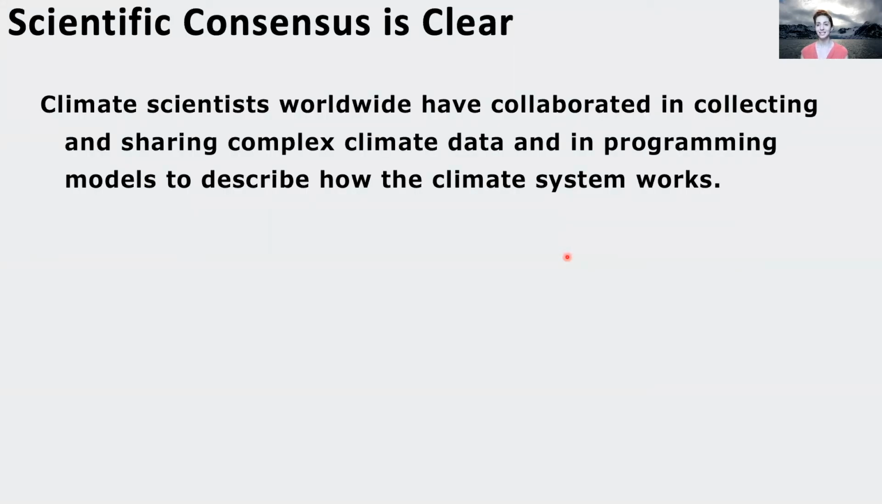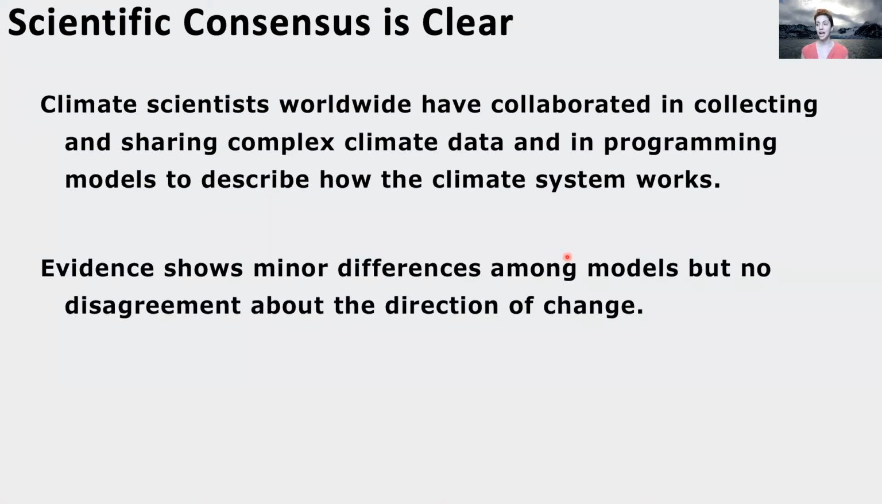So the scientific consensus on climate change is absolutely crystal clear. Climate scientists worldwide have collaborated in collecting and sharing complex climate data and programming models to describe how the climate system works, both in the present, in the past, and in the future. Evidence shows minor differences among all of those models generated across the world, but there's no disagreement about the direction of change. There might be slight inconsistencies between the different models, but by and large, they all agree that climate change is happening right now.